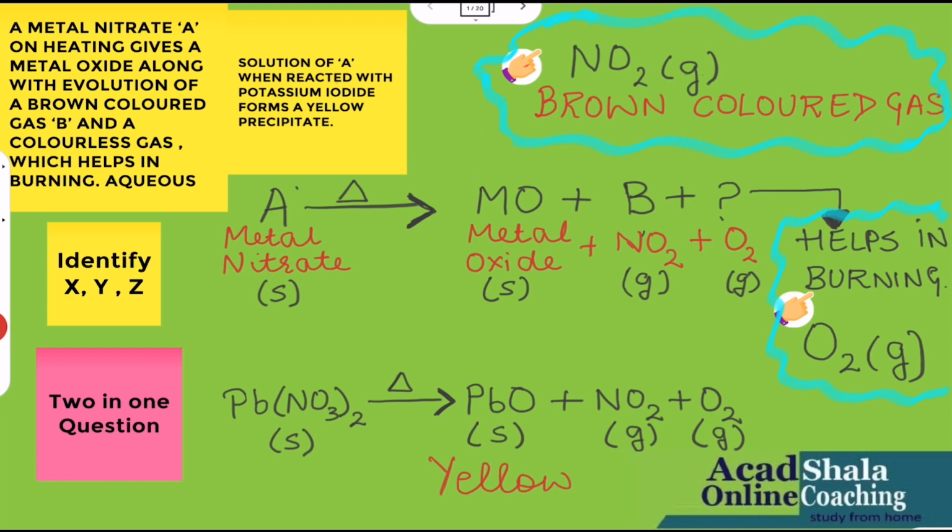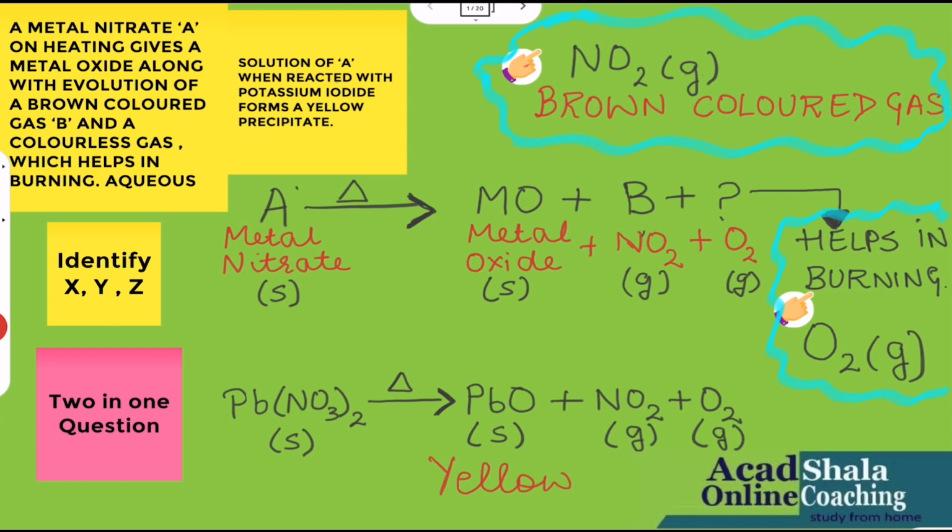Now a metal nitrate A, I will write A over here, and under that I will write metal nitrate. On heating, the sign is a triangle, I will write it over here. Gives a metal oxide, I will write down metal oxide MO. With the evolution of a brown colored gas B. Now we have identified this brown colored gas B, so I will write B, and under that NO2, that I know very well.